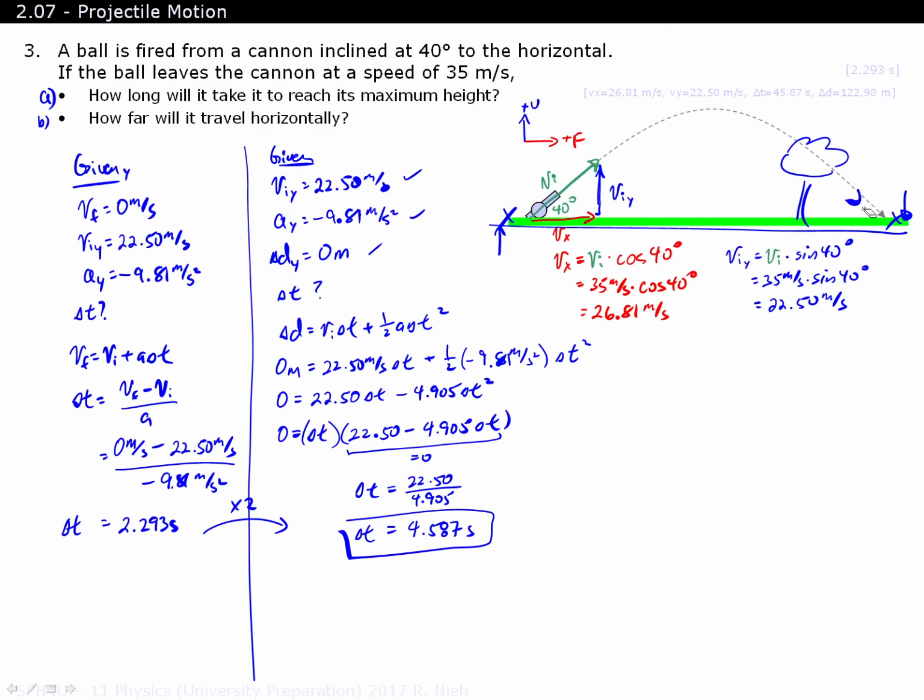Okay, so if we know that it's going to take 4.58 seconds for it to rise and fall, we have the same amount of time for it to travel horizontally. So that's our last part. We'll start off with our givens. We know that our Vx is equal to 26.81 meters per second, and we just calculated out the time that it remains airborne is 4.587 seconds. So the horizontal range is equal to this formula here.